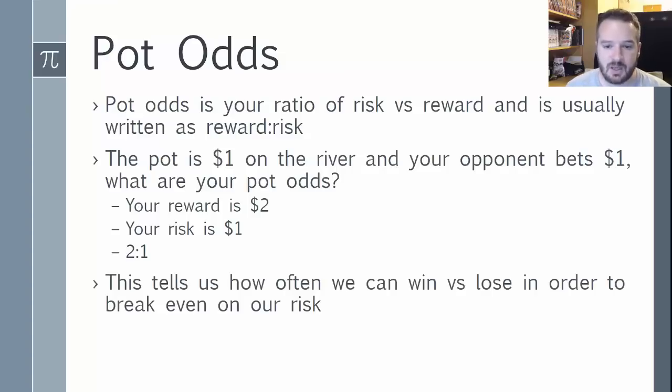So what does this tell us? This tells us how often we can win versus lose in order to break even on our risk. A very easy way to think about this is we can lose 2 times for every 1 time we win, and we're going to be breaking even on our bet. If we lose 2 times and we win 1 time, and we just keep doing that over and over with this scenario, we're basically never going to lose any money and never win any money in the long run. That's a way that might make it easier for some of you to think about. You can think risk reward, you can think lose win. We'll keep talking about these same things over and over again throughout this presentation.